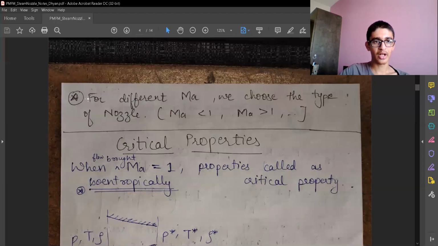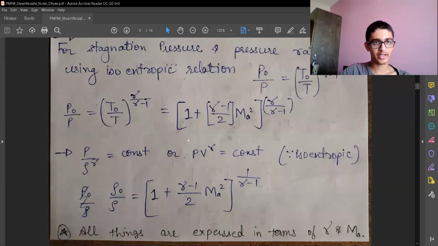So that's the purpose. And for different Mach numbers, we'll choose different types of nozzle. So for Mach number less than 1 and for Mach number greater than 1, the converging and converging-diverging types of nozzles are separately used, which I'll explain in the next videos.